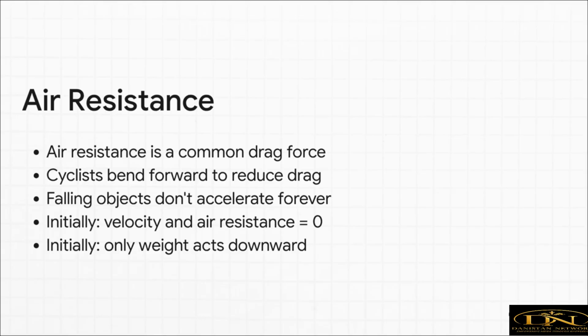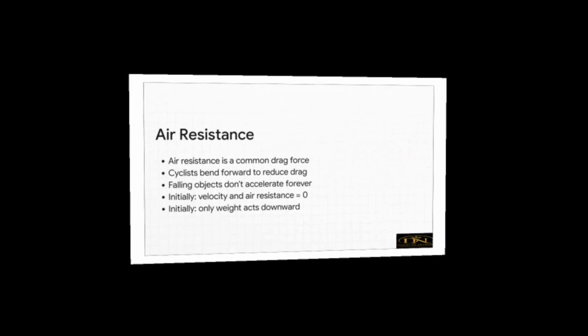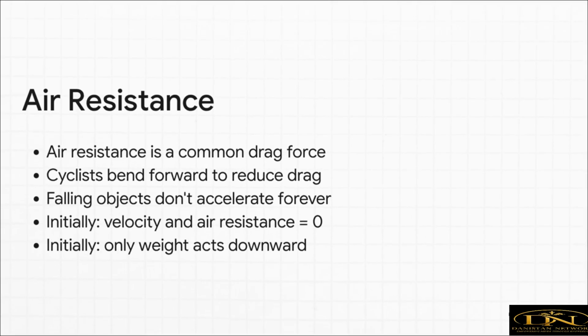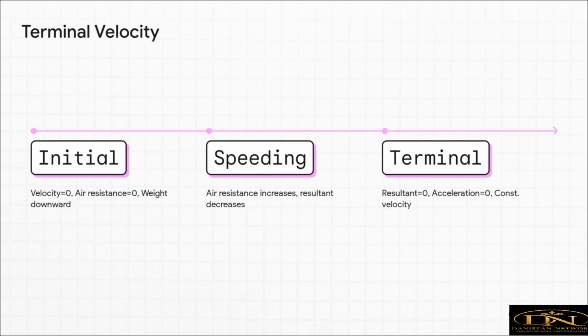So let's apply this back to a skydiver jumping out of a plane. This actually answers our hook from the beginning. A falling object doesn't just accelerate forever. In that very first millisecond of the fall, their initial velocity is zero, which means the air resistance is exactly zero. At that exact split second, only gravity, their downward weight, is acting on them. Now, this exact sequence is absolutely vital for understanding terminal velocity.